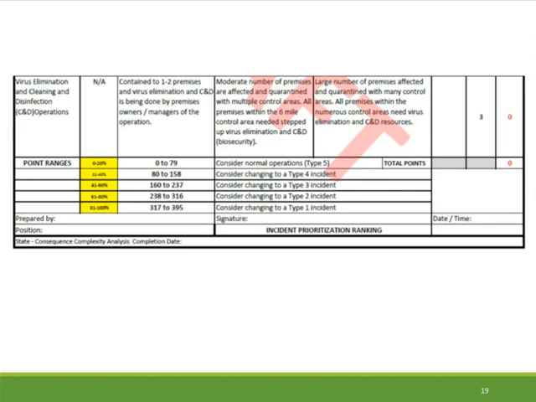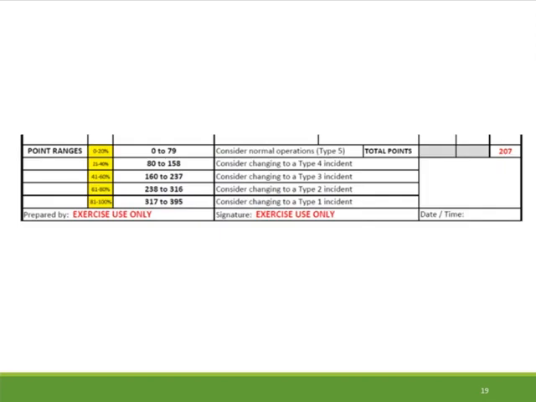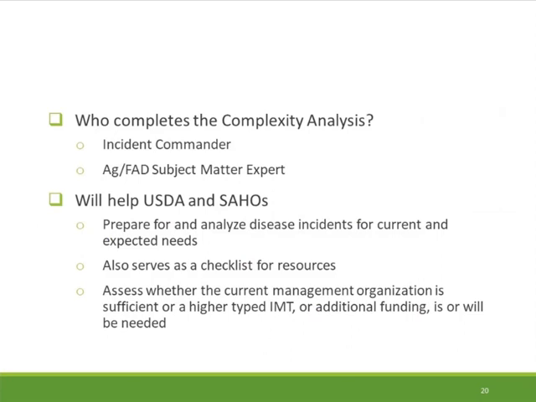So we did this, I think maybe it was after the AIM 2.5 exercise, which was the beginning of a foreign animal disease outbreak, and we had gotten a value of 207, which was a type 3 IMT.